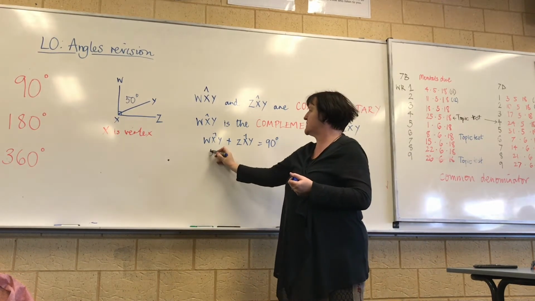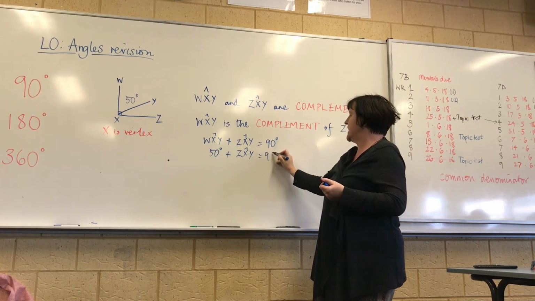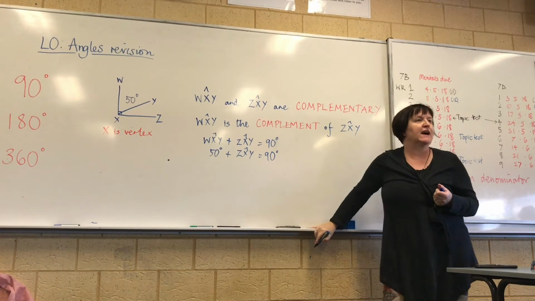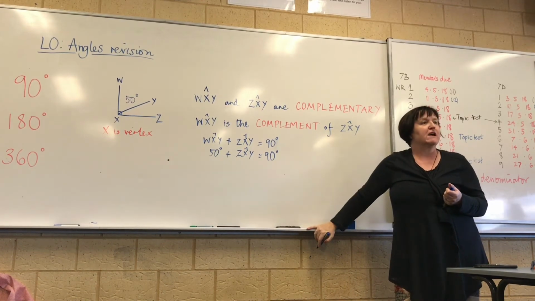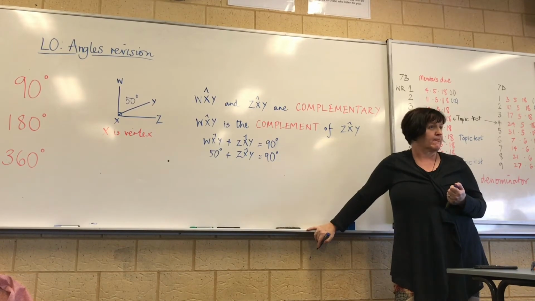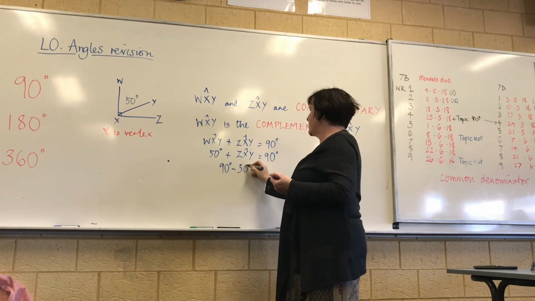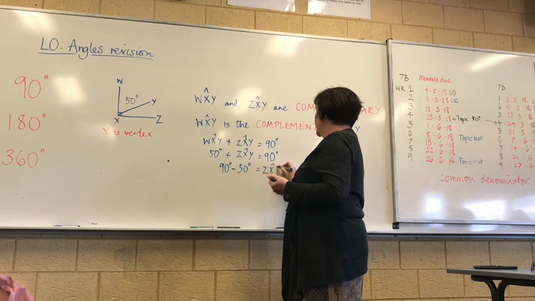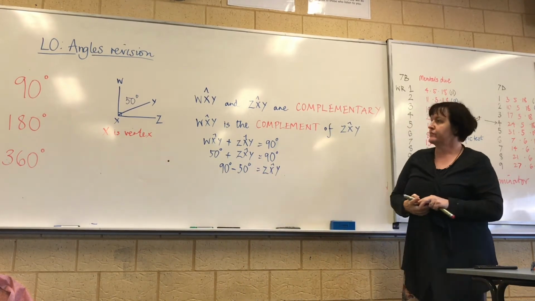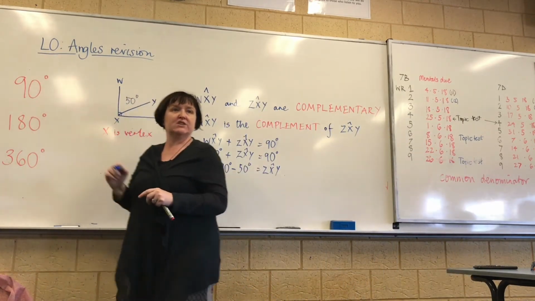Okay, if WXY is 50 degrees plus ZXY is 90, how would we rearrange the formula to get ZXY on its own? 90 take 50, that's right. You'd rearrange it, wouldn't you? You'd put 90 subtract 50 degrees equals your unknown angle, okay? So that's complementary angles. They are the 90-degree relationship.